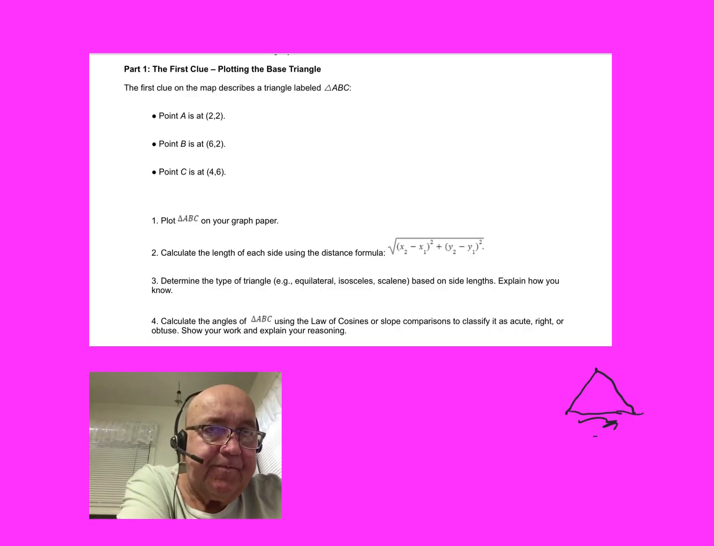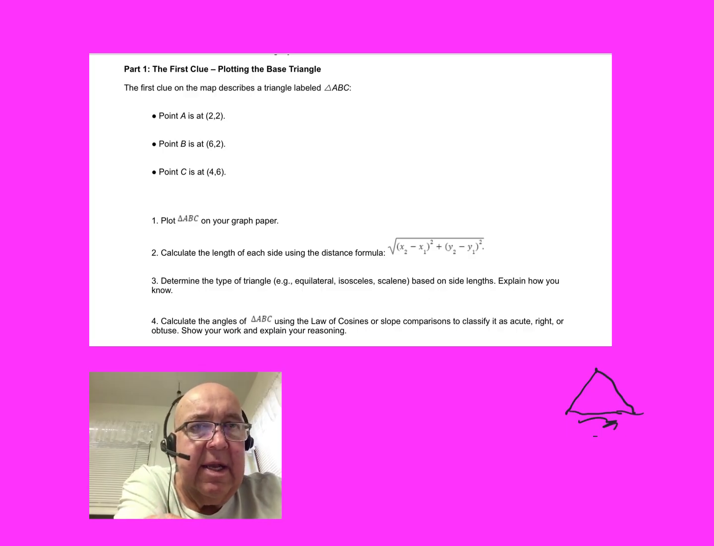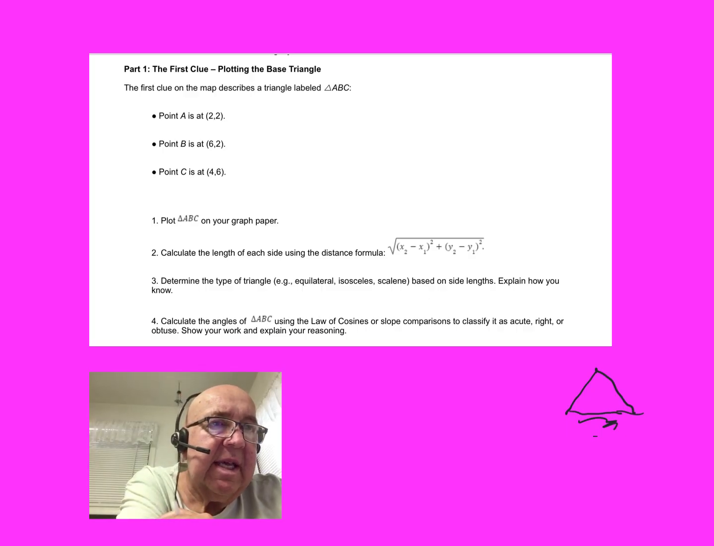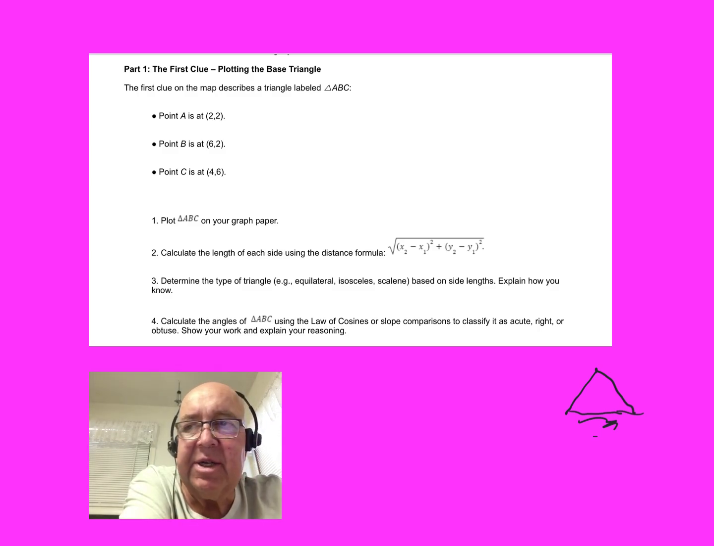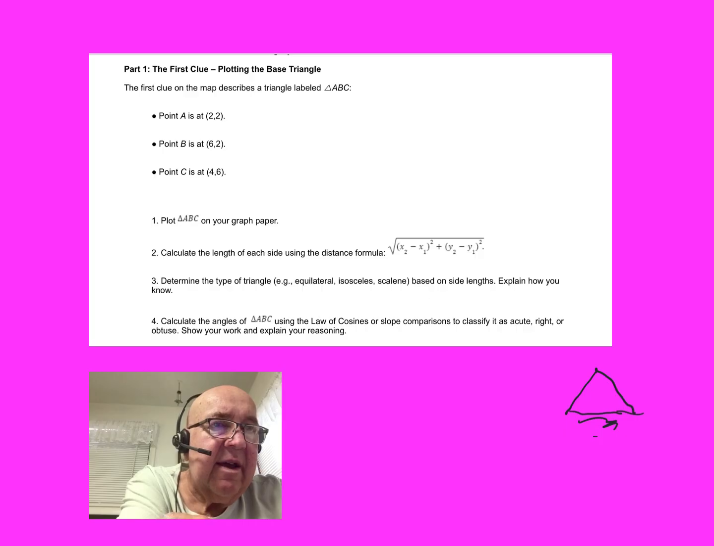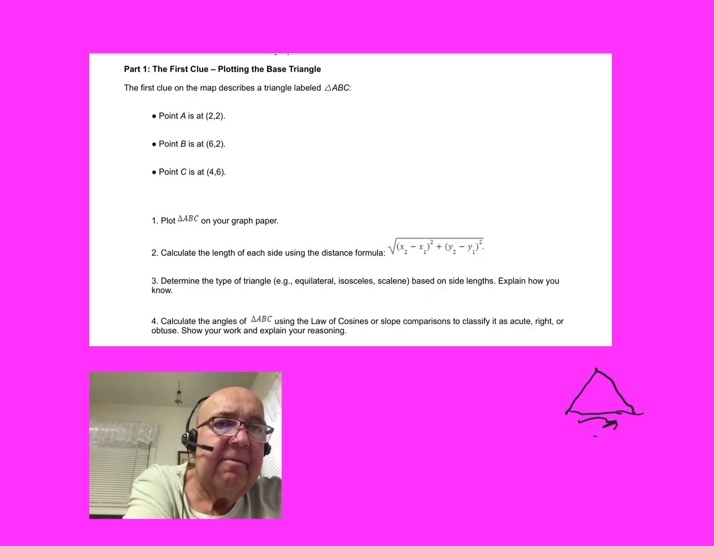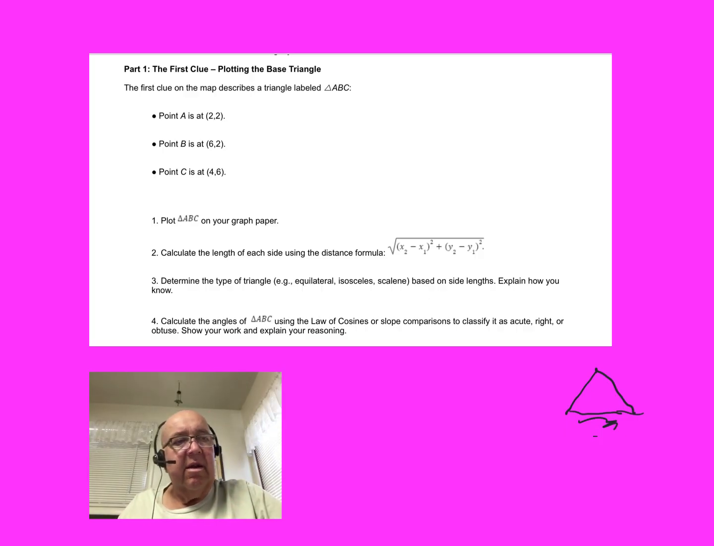Then you want to calculate the angles. I know the instructions say to use the law of cosines. We're just looking to see if it's an acute, right, or obtuse, so we don't need exact measures of angles. You can use a protractor in all of these examples to measure angles and see if any of them are right angles, obtuse, or if they're all acute, which this triangle is that I drew.